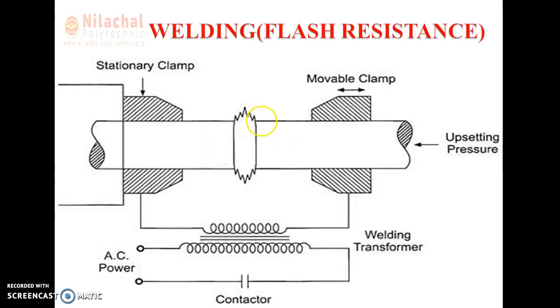So when this spark occurs, in separating, a spark is generated. First of all, we have to make contact. With the help of the movable clamp, we make contact so that the current can flow. Then intentionally we create a gap. In separating, a spark is generated which heats the end of the work to fusion temperature.